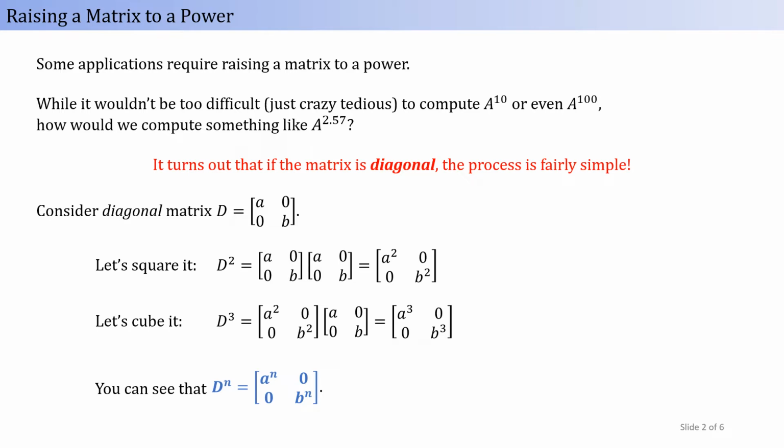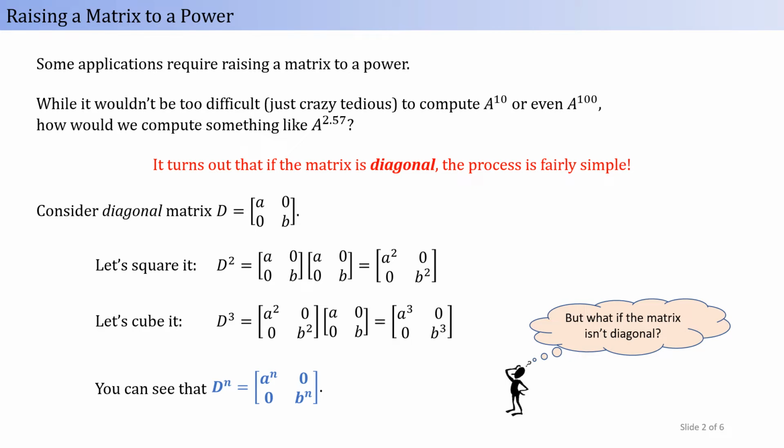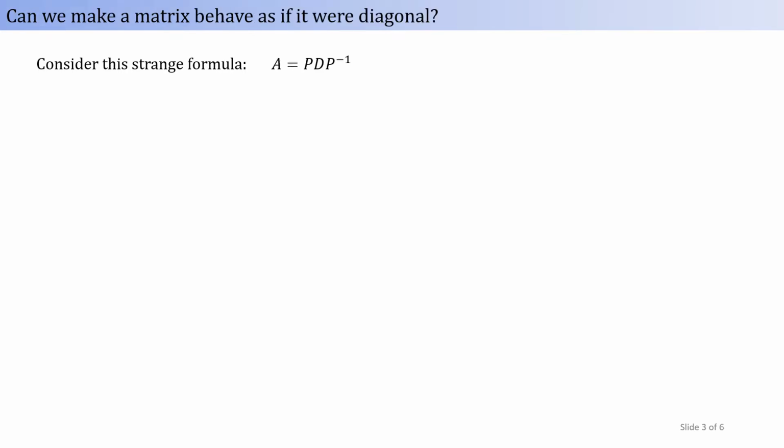This is nice if you have a diagonal matrix, but what if the matrix is not diagonal? Then what? So the question is, can we force a matrix to behave like a diagonal matrix? Check out this weird formula: A equals P D P inverse. Look at what happens.